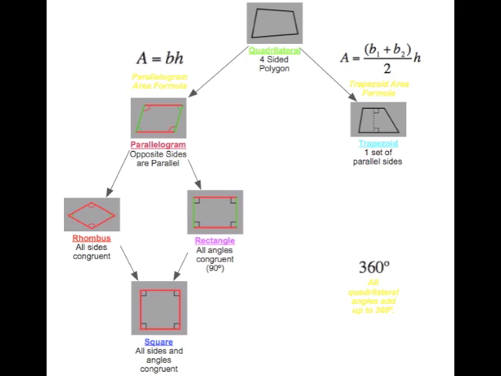The other special type of quadrilateral, remember a quadrilateral is a four-sided polygon, is a trapezoid. A trapezoid has only one set of parallel sides, and we'll refer to those parallel sides as our bases. So the two sides that are parallel to each other are the bases. There are other types of quadrilaterals. They may not have specific names, but if they don't have any parallel sides, they don't fall into our parallelogram or our trapezoid category.